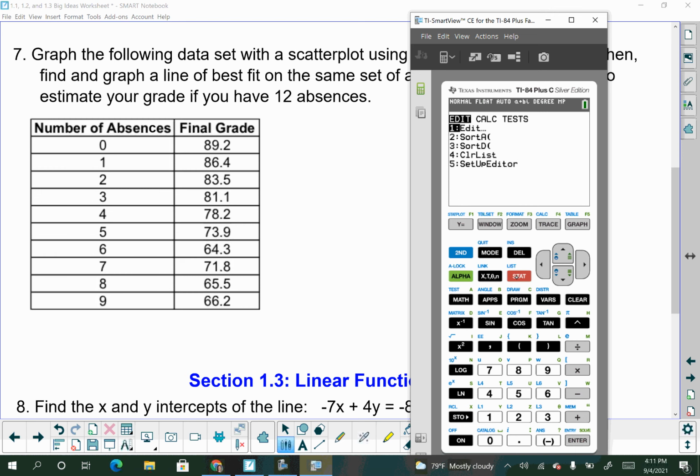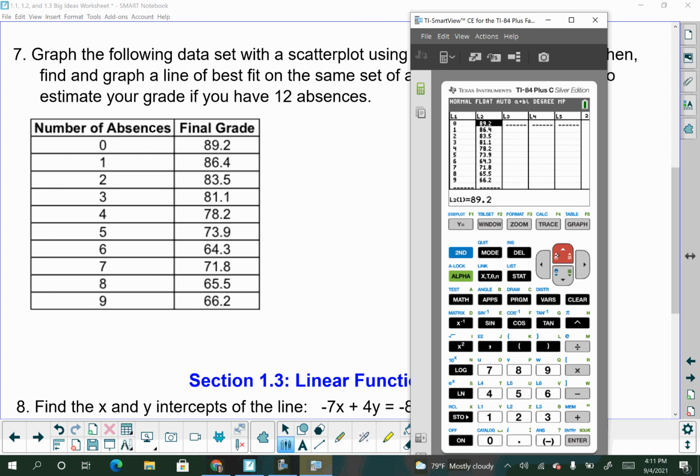Hit Stat, 5, Enter. And now when you go back in, you can see you should have an L1 and an L2. So L1 is your default X's. Just start hitting your numbers, hit enter, or you can arrow down to go to the next line. And then arrow to the right. You can get all those Y values in there, so go ahead and take a second to do that.